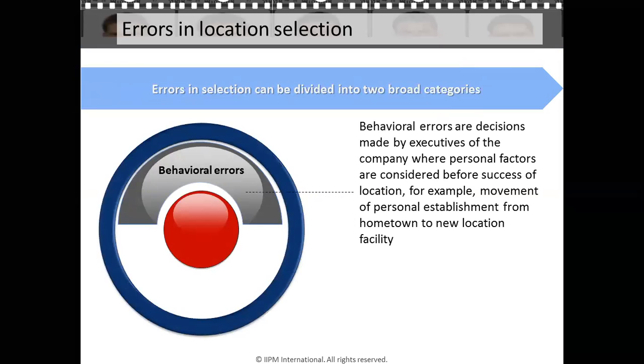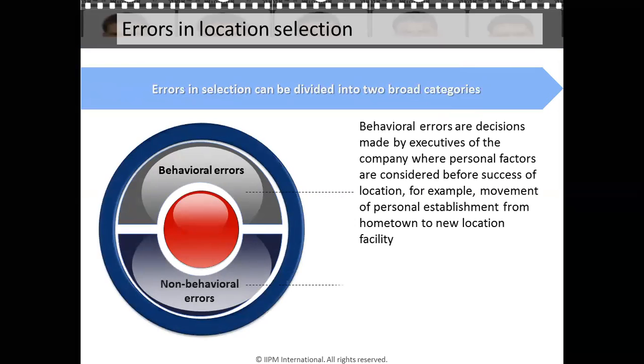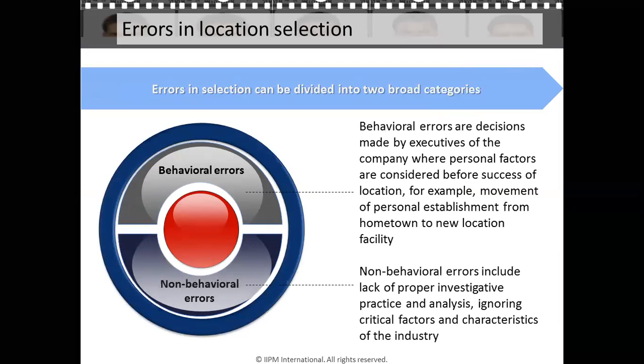Errors in location selection can be divided into two broad categories. We have the behavioral errors and the non-behavioral errors. The behavioral errors are decisions made by executives of the company where personal factors are considered before success of the location. For example, movement of personal establishment from hometown to the new location facility. Non-behavioral errors include lack of proper investigative practice and analysis, and ignoring critical factors and characteristics of the industry.